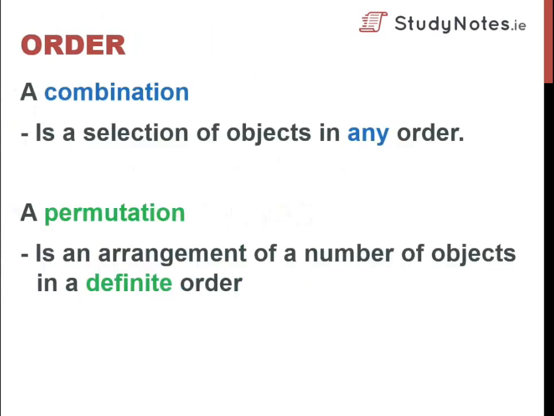So, in summary, the key difference here is going to be order. For a combination, we don't consider the order, just like the players on the bus, who don't mind where they're sitting. But for a permutation, like the players on the team that turned up, we need to consider their positions and so their order. Of course, there's a lot more to combinations and permutations, and we'll cover these in the coming videos. So in summary, a combination is a selection of objects in any order, and a permutation is an arrangement of objects.